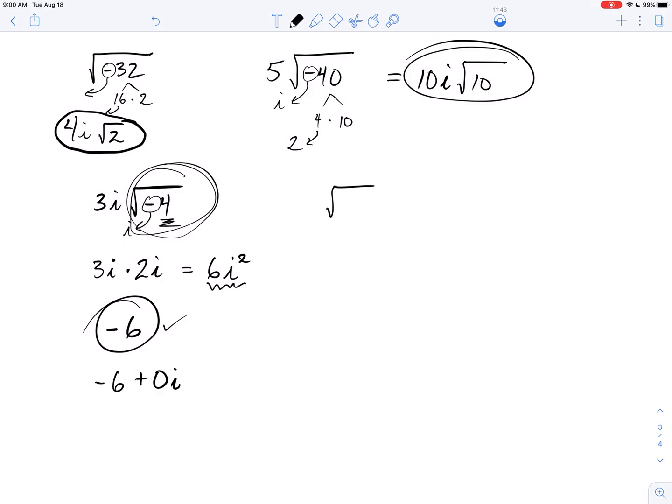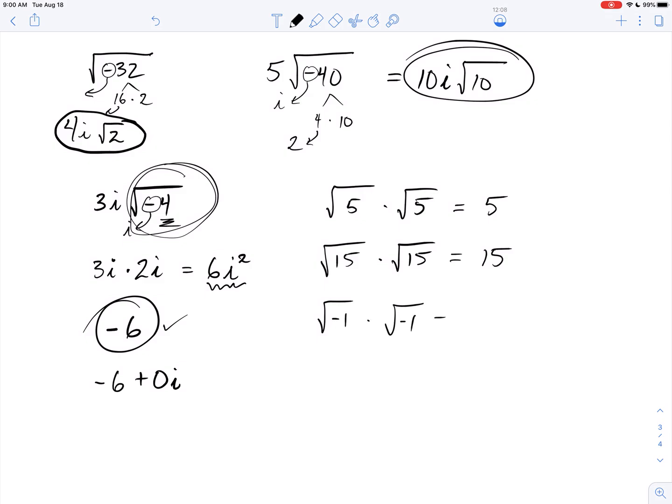If you take a radical, whatever it is, rad 5 times rad 5, that's the same as rad 25. But we take a shortcut. We all like shortcuts in math. We go, oh, well, that's just 5. What if it was rad 15 times rad 15? We just say, oh, shortcut, that's 15. So if I took the square root of negative 1 times the square root of negative 1, I would get negative 1, because we all enjoy shortcuts.